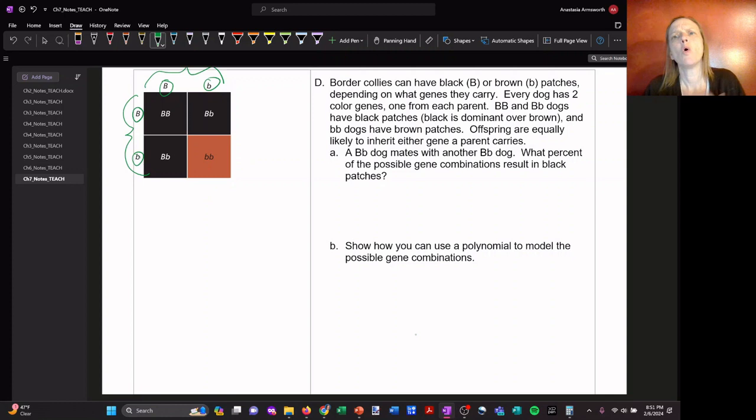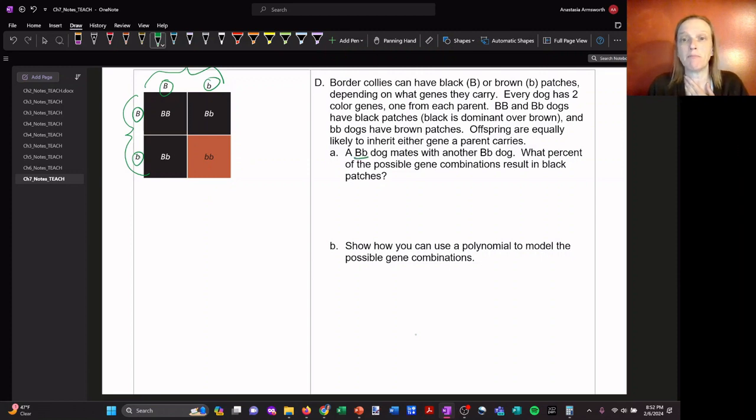One more thing you need to know before we move on is that black is dominant over brown. So, if you have one black gene and one brown gene, the black gene wins, and those border collies would have black patches. So, if the offspring are equally likely to inherit either gene from each parent, then what is the likelihood that they'll end up with black patches versus brown patches? That's what we're looking at in this question.